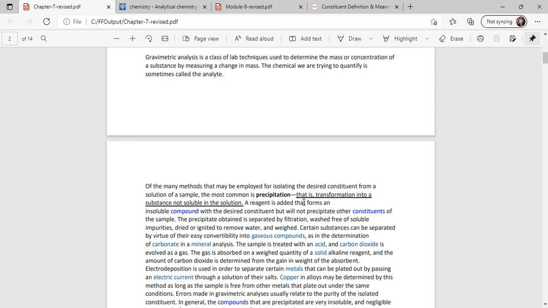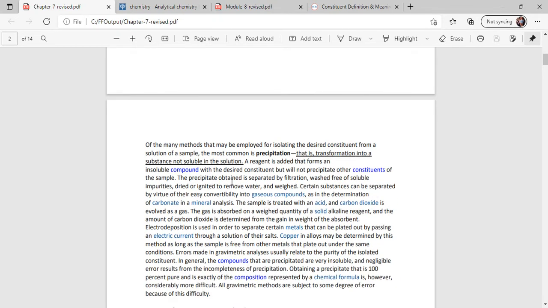So the precipitate obtained is separated by filtration. Then wash it free of soluble and also impurities, then dry it or ignite it to remove water. So your mixture which now has a precipitate, you filter it. Your filter paper will catch all your precipitates, separate from the other minerals. That will remain on your filter paper after you dry it.